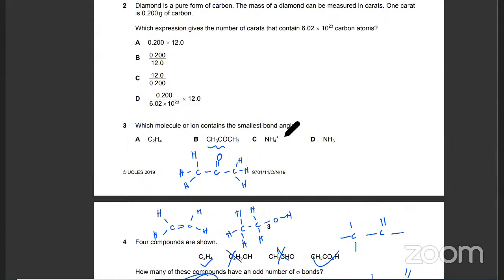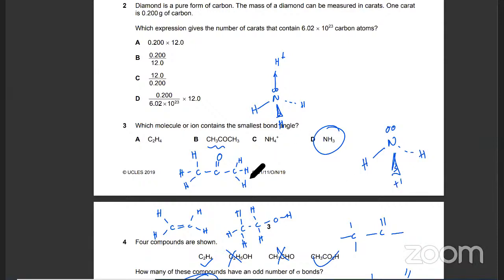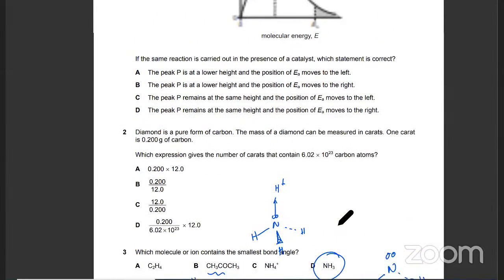109.5. What about NH4 plus? 109.5, is it? 104.5 maybe. No, that is tetrahedral. It doesn't have a lone pair. NH3 has the lone pair. So what is the bond angle? 107. Okay, with one lone pair there's more repulsion, so instead of 109.5, it's now 107. So it's going to be this one.